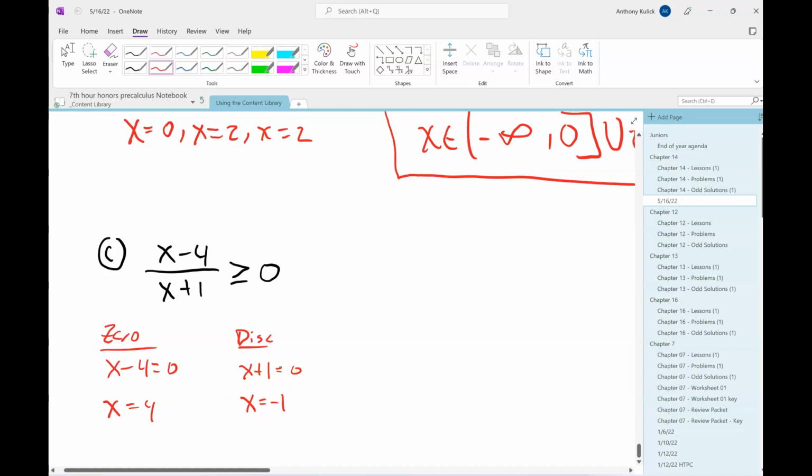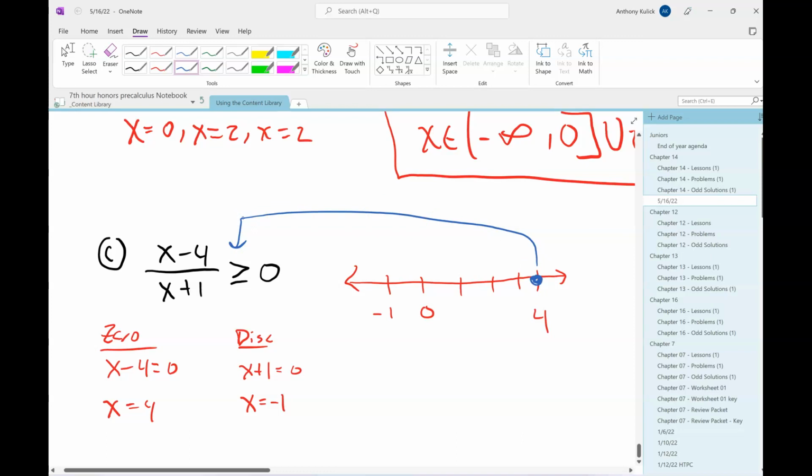Everybody's cool with that? I don't know why I'm putting those labels on there. Put 0 in there. Okay. All right. Positive 4. Filled in or open? Open or closed? At 4. Closed. Because of this. -1. Open.